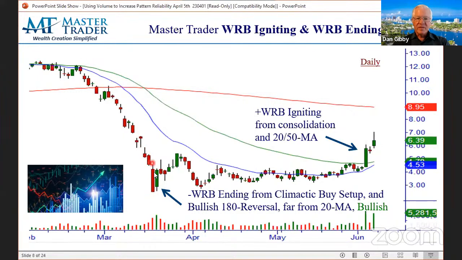Climactic buy setup. This is the biggest red bar in the entire decline here. Look at the volume, the biggest volume. So that is a lot of panic selling. What happened the very next bar? I have bigger volume with what we call a bullish 180 reversal. It was on our slide of 9 bullish patterns. So that's what we call a potent reversal bar. The volume is a plus. So that is a wide range ending bar.